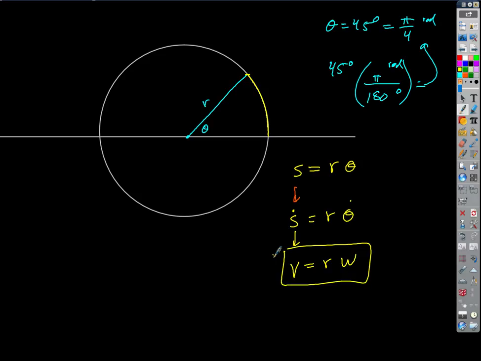So whether you did it via calculus or not, we end up with the same formula, right? Linear velocity equals radius times angular velocity, as long as we're moving in a circular path, okay? All right, last one.